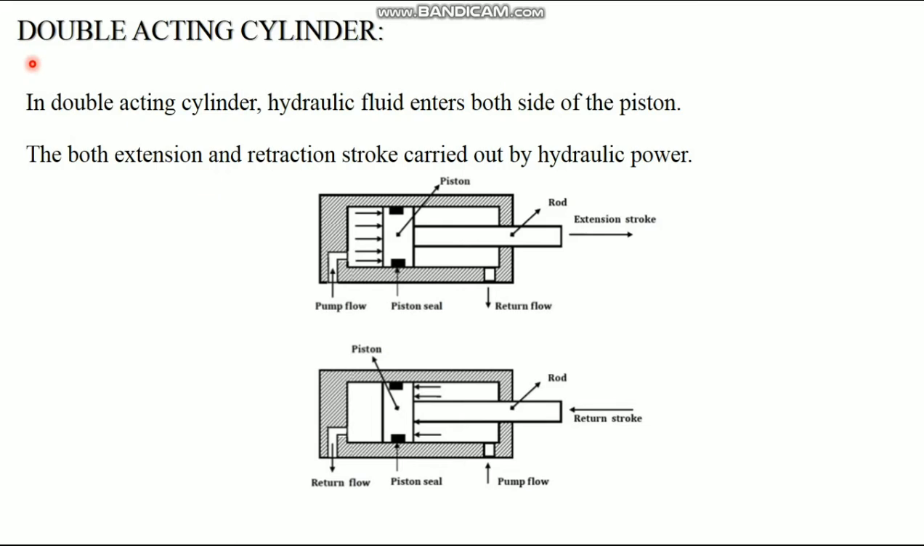Then the double acting cylinder. Both strokes are carried out by hydraulic energy, and that is called a double acting cylinder. From the rod end of the cylinder and the blank end of the cylinder, at both ends the hydraulic fluid will enter. When the extension stroke takes place, the fluid available at the rod end of the cylinder will go to the reservoir. When the retraction stroke takes place, the fluid available in the blank end of the cylinder will go to the reservoir.